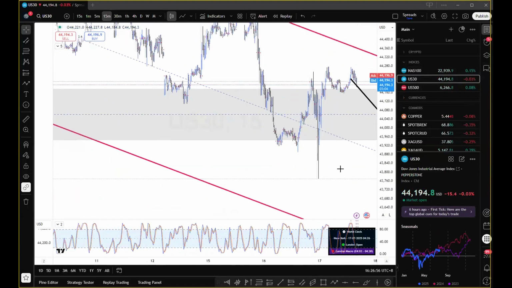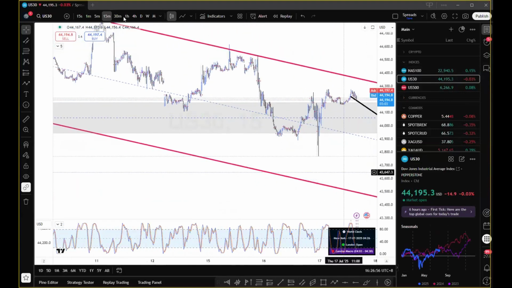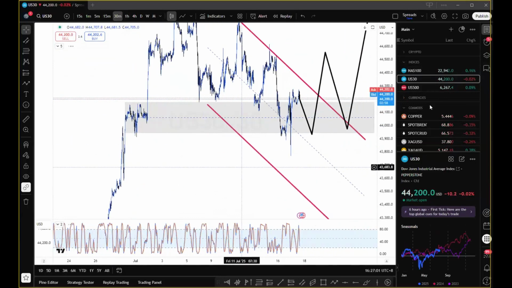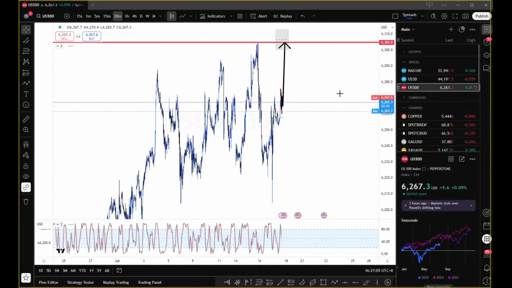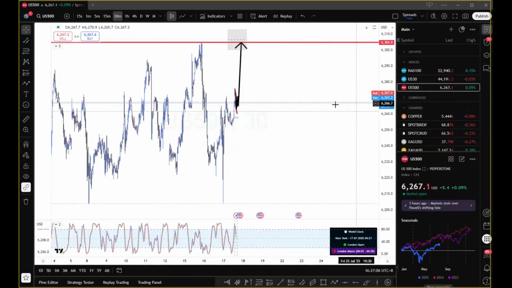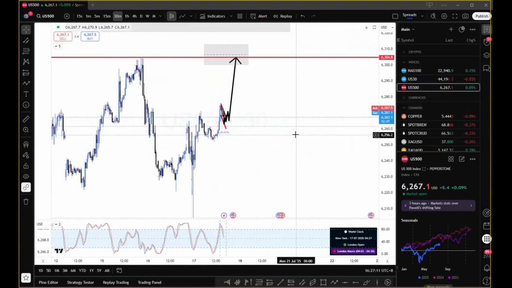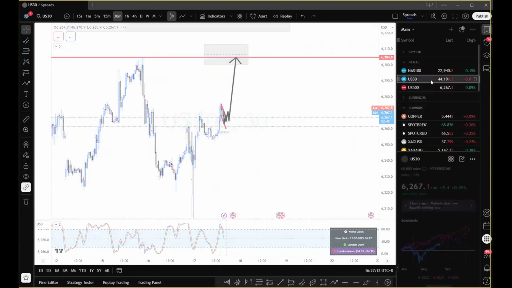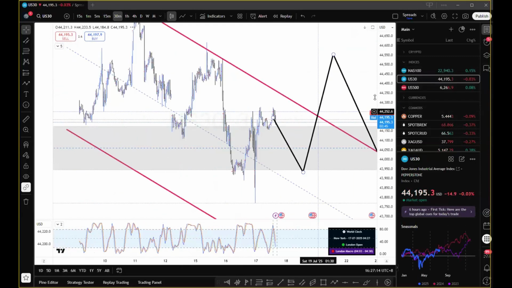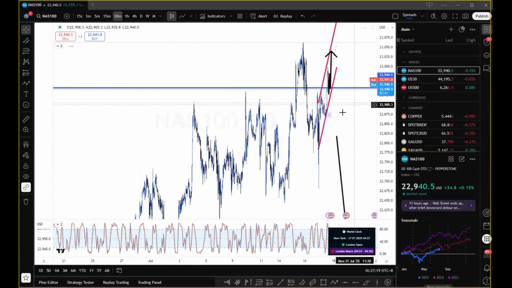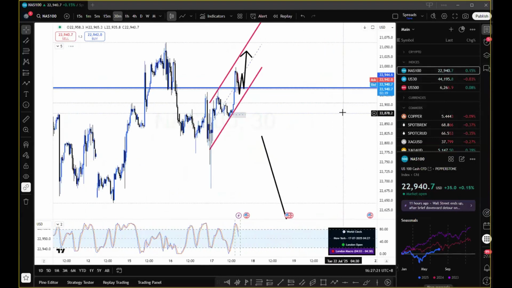Slightly different in terms of which is most bullish. Okay. So which is most bullish? Or the most potential, it is probably the S&P 500. Okay. S&P 500, then the US 30, and then NASDAQ 100. Okay. In terms of the potential to the upside.